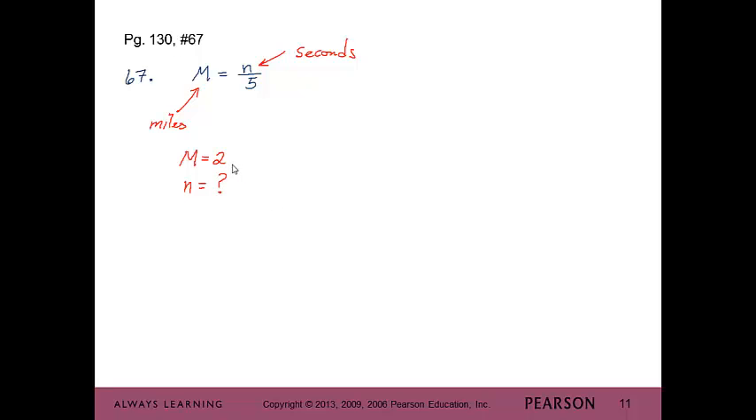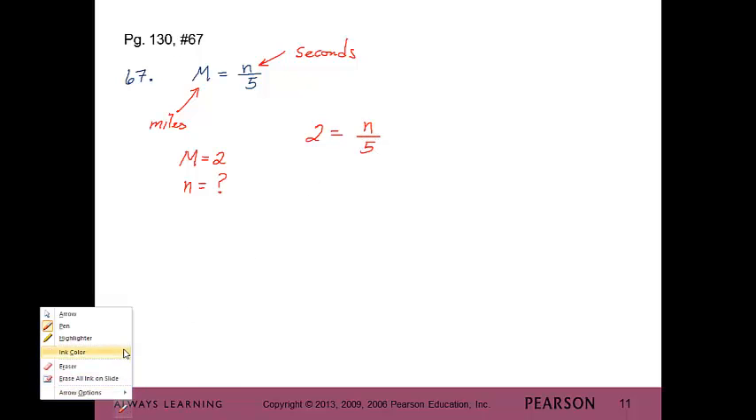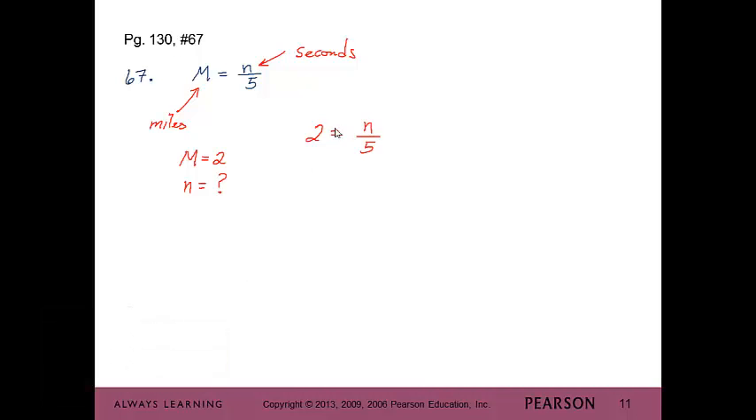So now let's go ahead and take m equal to 2 and plug it in. So we're going to have 2 equals n over 5. Then let's solve for n. So we need to move the 5. 5 is dividing, so let's multiply and multiply. So 5 times 2 is 10. So 10 equals n, which means n is 10 seconds.